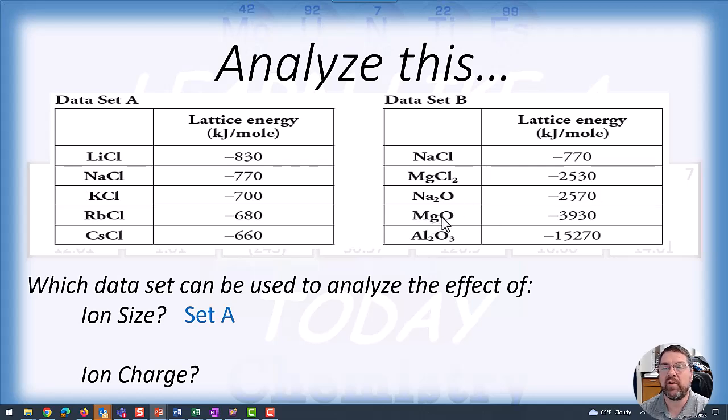Magnesium oxide, +2, -2, now we see another big jump in lattice energy, and aluminum oxide, where we have a +3 and a -2, we get a really big jump in the lattice energy.